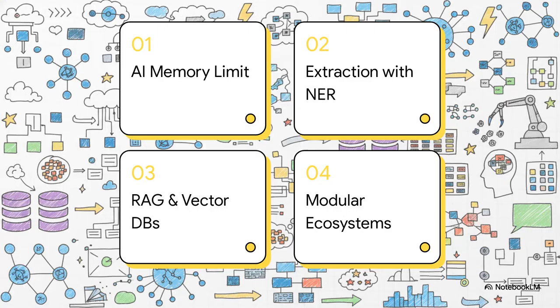So, here's how we're going to break this down today. First, we'll look at the AI memory limit. Then, data extraction with NER. After that, we'll dive into RAG and vector databases. And finally, we'll look at the shift toward modular ecosystems.